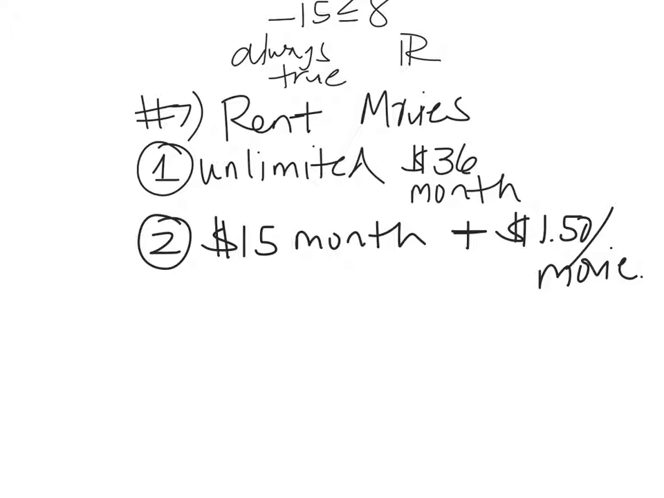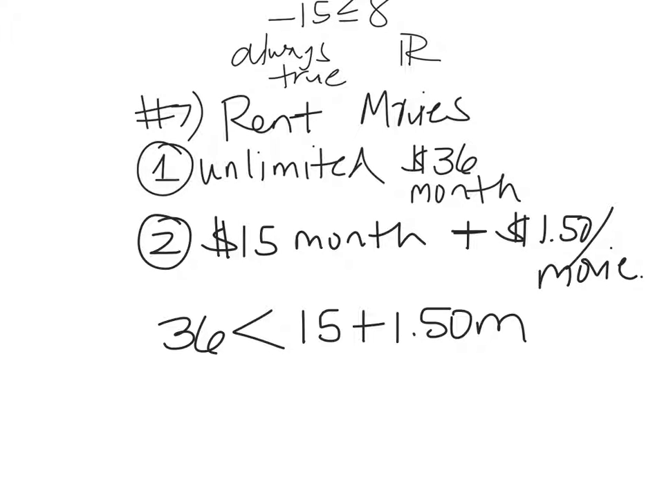So Plan number 1 is $36. That's it. No strings attached, no crazy stuff, okay? So when is this going to be less than 15 plus 1.50 times m? 1.50 per movie. And what you do is you create an inequality to solve instead of an equation. Now, you could have set an equation to solve and solve it and then kind of think about it some more after that. But an inequality is fine too.